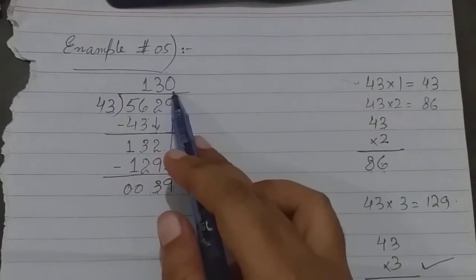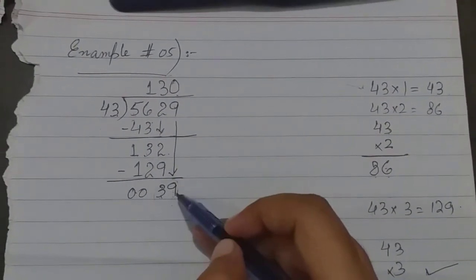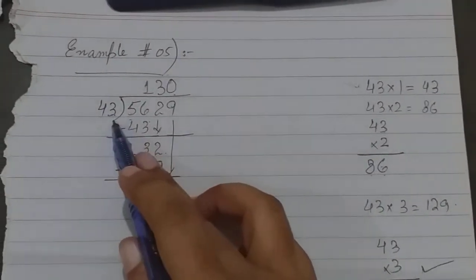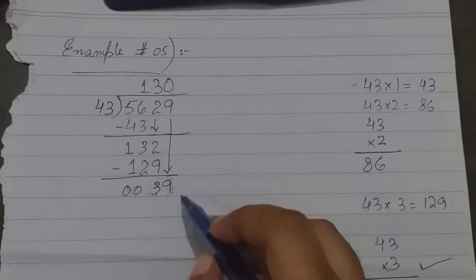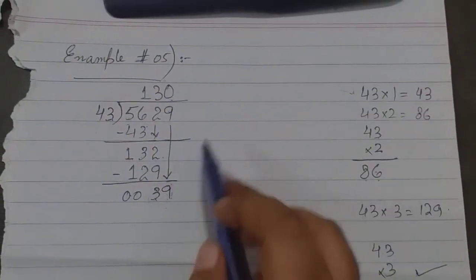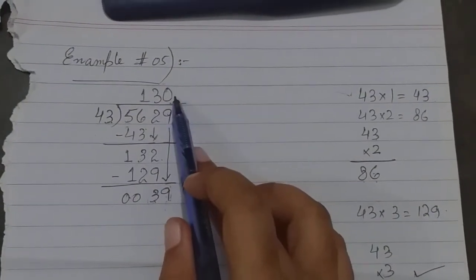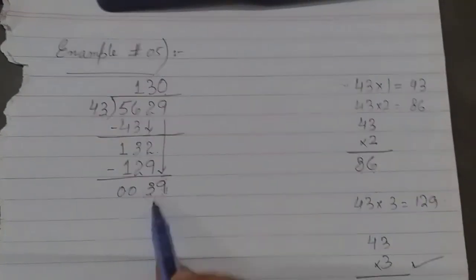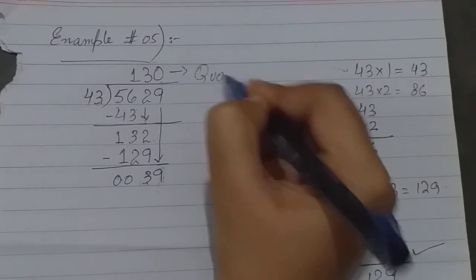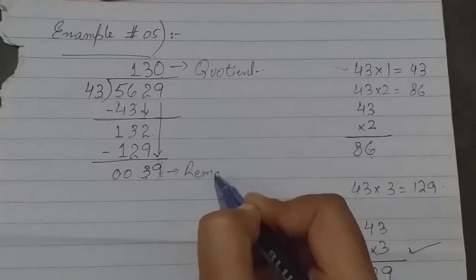We have to put the 0 in the quotient when we bring down a number, and after bringing down we still have a number that is less than our divisor. In this situation we will put the 0 in the quotient. Now students, we don't have any other digit in the dividend to bring down. It means we have completed our division process, and this is our answer, that is our quotient. This is our remainder, this is divisor, and this is dividend.